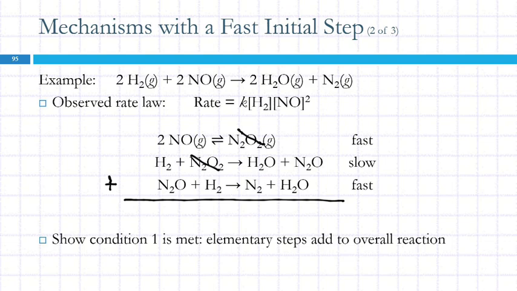N2O. So we've got H2, but H2 is in the reactants both times. Here we've got N2O and N2O. And that looks like it. So we add up what we didn't cross off. We get 2H2 plus 2NO going to 2H2O plus N2.